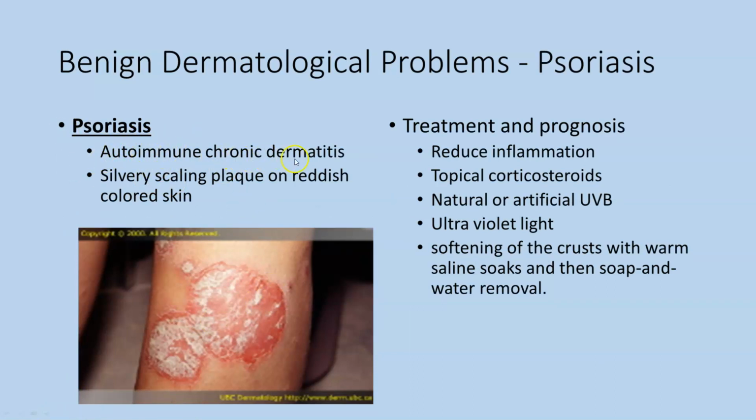Psoriasis is an autoimmune chronic dermatitis. You see silvery scaling plaque. Again, it's going to be kind of chronic. There are medications to help control it. Our job is to reduce inflammation, use our topical medications, and UV light can be used to help control the signs and symptoms. Most of this is outpatient; you don't see somebody coming into the hospital because they have psoriasis.